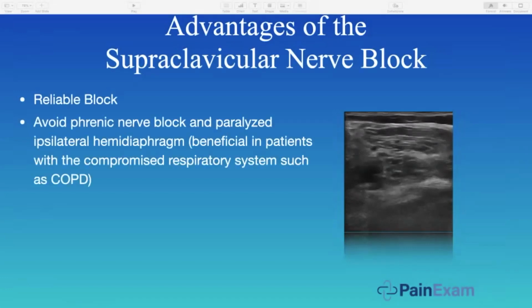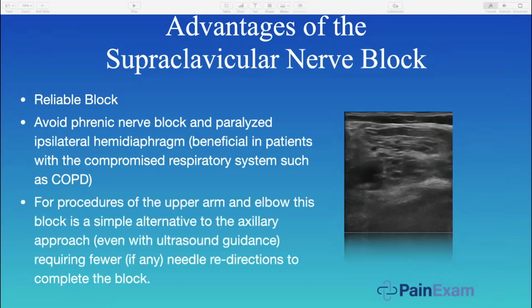So once again, it's a reliable block. You avoid the phrenic nerve, and that can be beneficial for patients with COPD. Of course, there still is a risk of pneumothorax if you're not careful, and of intravascular injection. It's great for procedures distal to the shoulder. And the needle does not need to be redirected many times, meaning you get into this compartment with the needle, and oftentimes one injection is enough to get all of the different divisions of the brachial plexus. And in this picture, you can see how the nerves are spread out and the arteries right next to it.